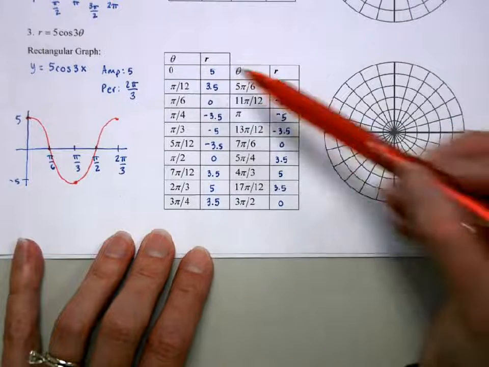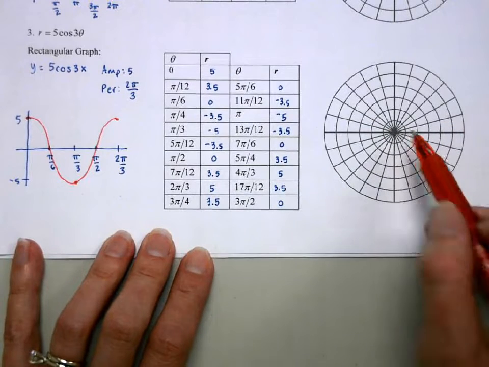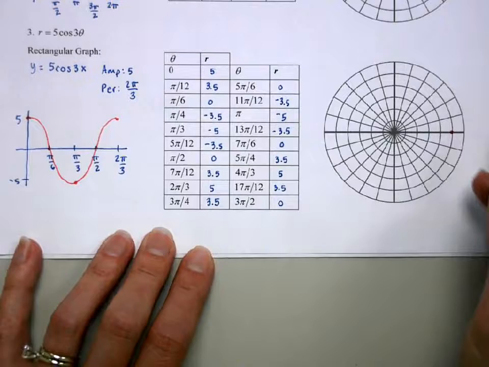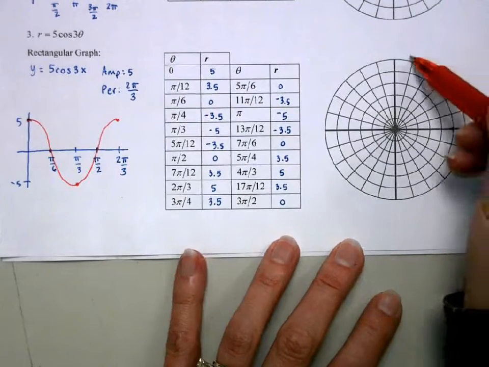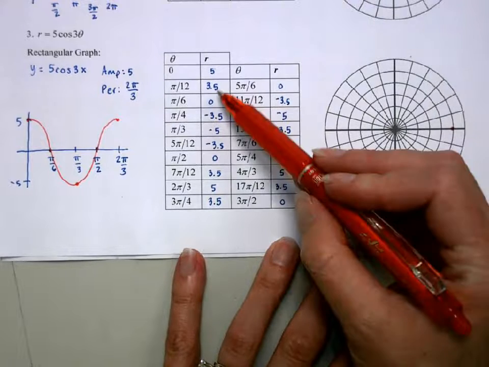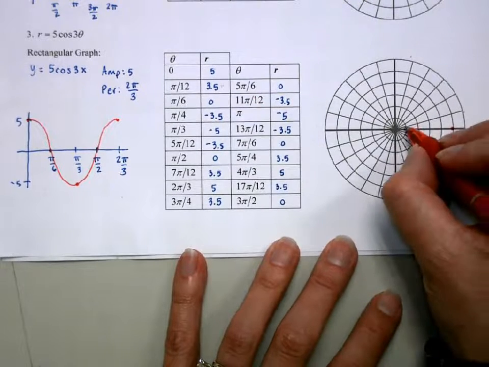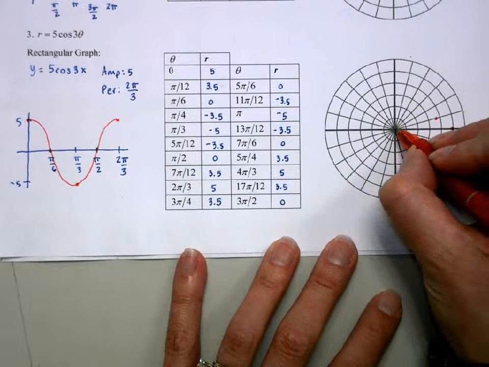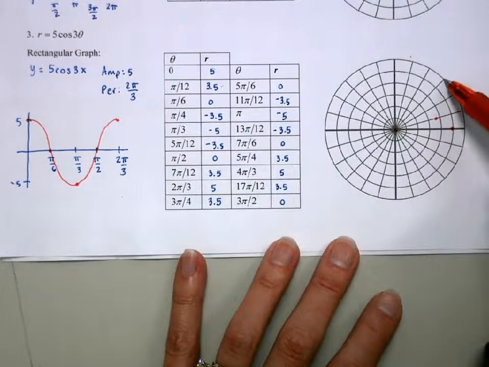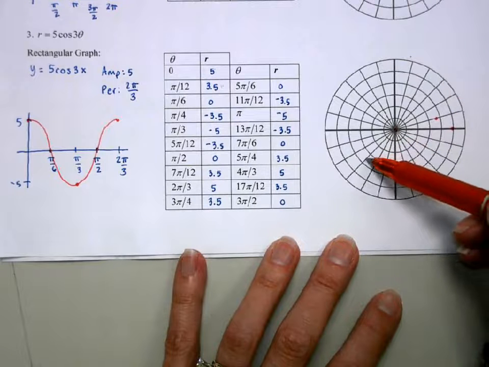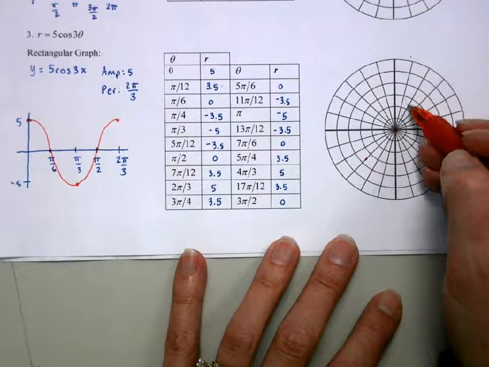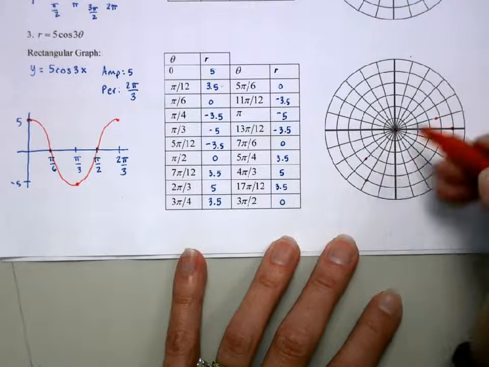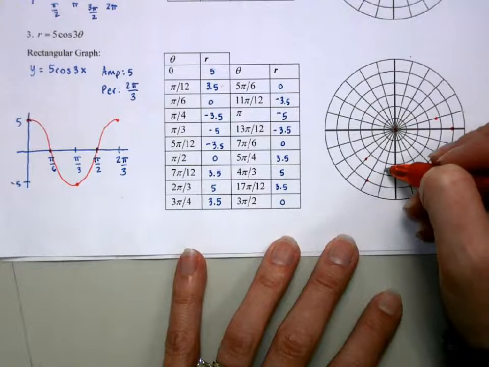All right, so I have my table of values. Theta equals 0, which is this axis, we're out at 5. Each of these is going to be pi over 12. So at pi over 12, we're at 3.5. Then we're at 0. At pi over 4, which is this one here, we are at negative 3.5. My next one, pi over 3, is going to be across at 5. And then we're back to 3.5, then 0.